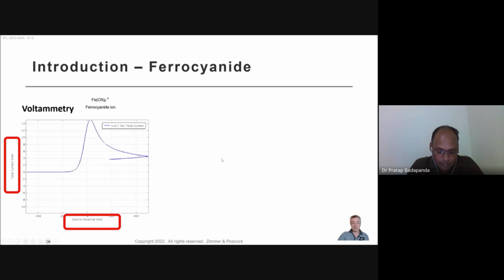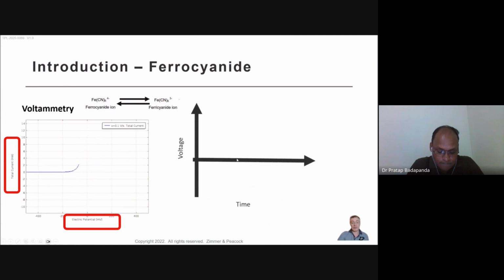Ferrocyanide is in the solution, and on the forward scan, which we'll discuss in a minute, it is getting oxidized to ferricyanide. So Fe2+ has become Fe3+, and then we reverse the direction of the voltage. We go back again, and ferricyanide, Fe3+, is reduced to ferrocyanide, Fe2+. Now the waveform that generates this is called a triangular waveform, and you'll soon see why it's called that.